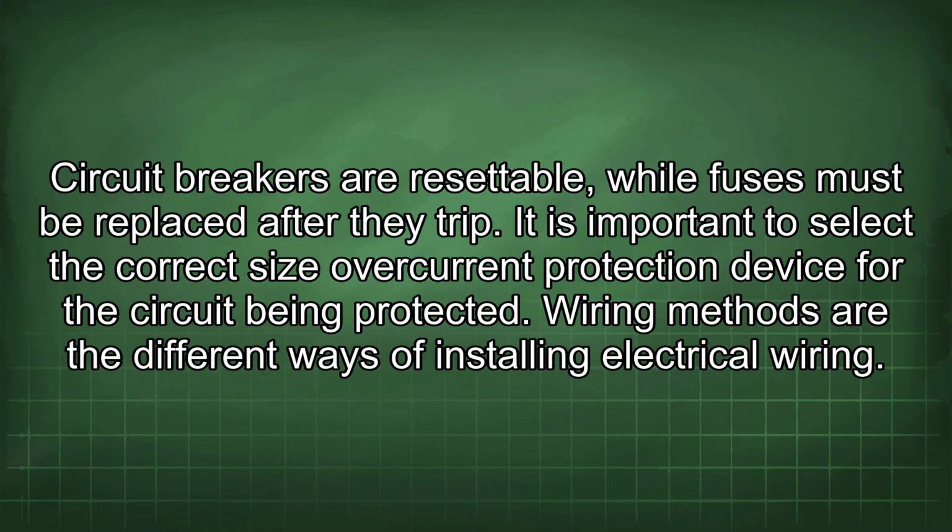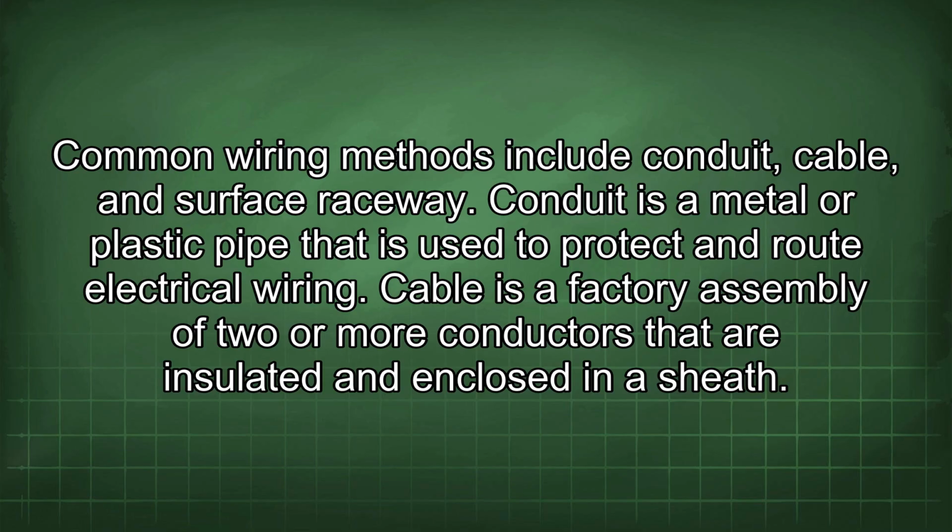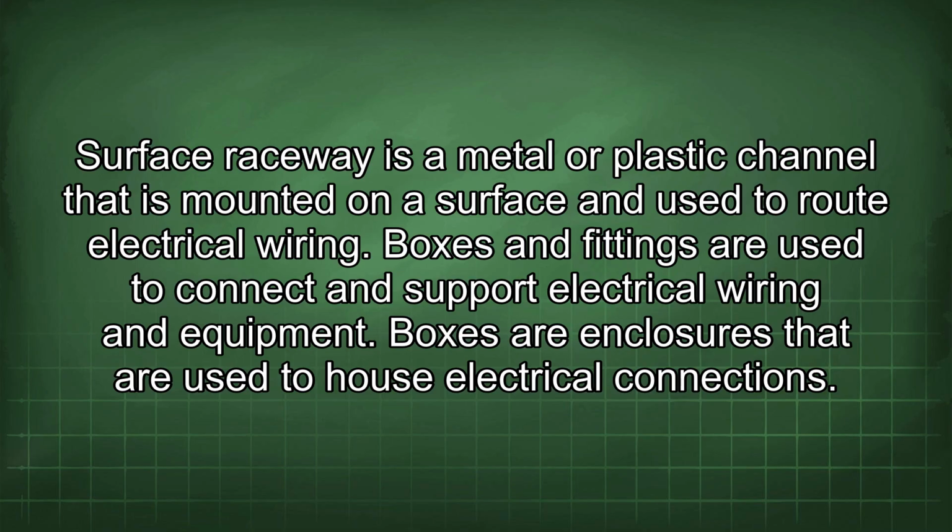Wiring methods are the different ways of installing electrical wiring. Common wiring methods include conduit, cable, and surface raceway. Conduit is a metal or plastic pipe that is used to protect and route electrical wiring. Cable is a factory assembly of 2 or more conductors that are insulated and enclosed in a sheath. Surface raceway is a metal or plastic channel that is mounted on a surface and used to route electrical wiring.